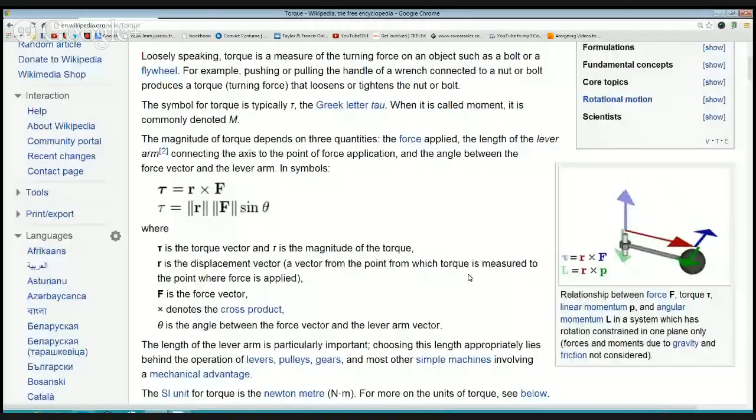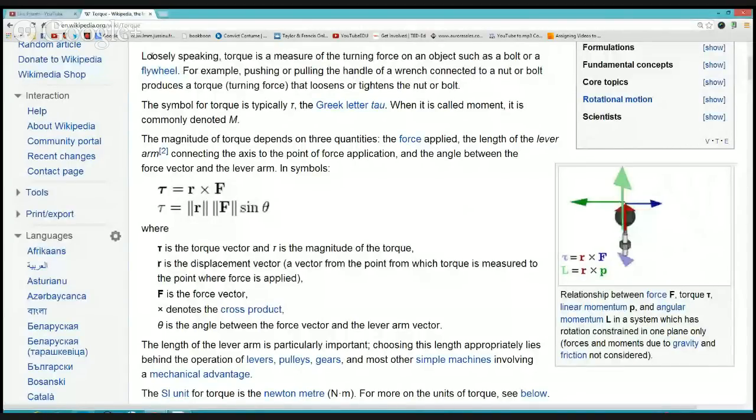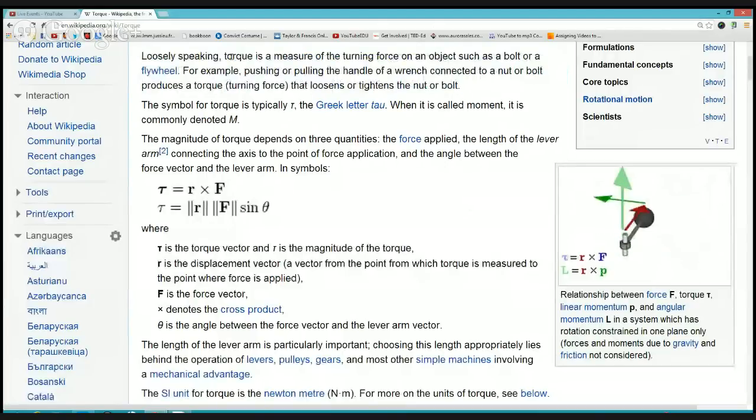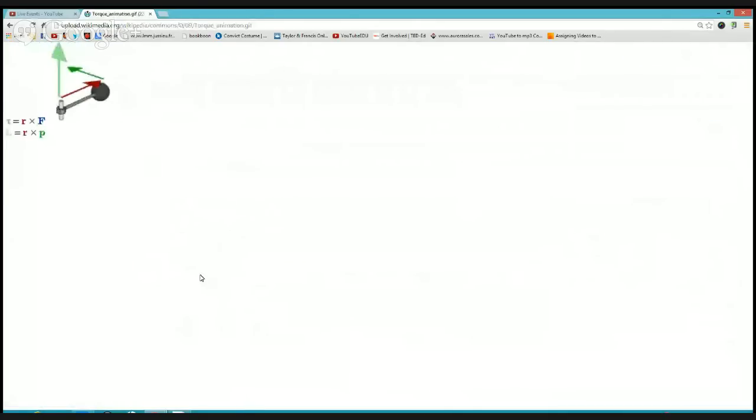Okay, so that's an example and the definition, but some of you are probably thinking, why would I want to calculate a vector that is perpendicular to two given vectors? That's a really good question. It has to do with torque in physics and engineering. So let me share my screen with you again. And here I am on Wikipedia, and let me just narrate this. Loosely speaking, torque is a measure of the turning force on an object, such as a bolt or a flywheel. And if I open up this animated GIF, let me make that a bit bigger.